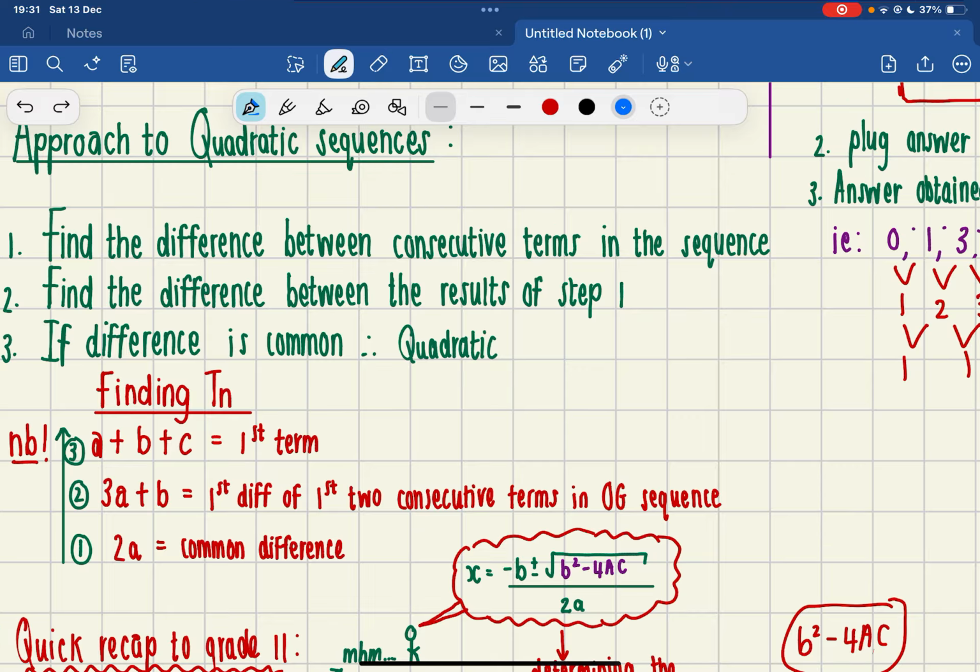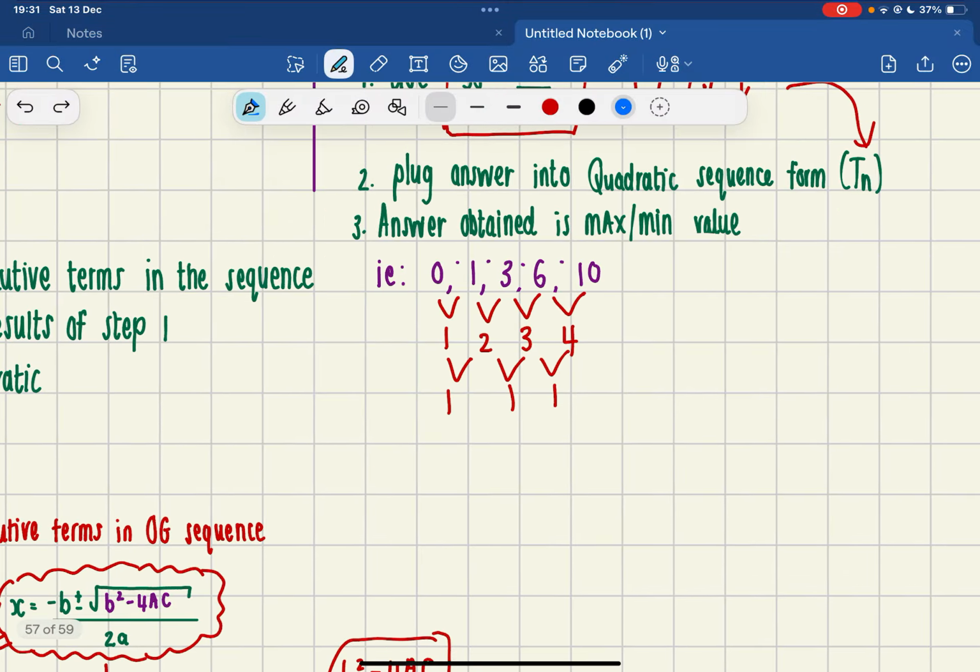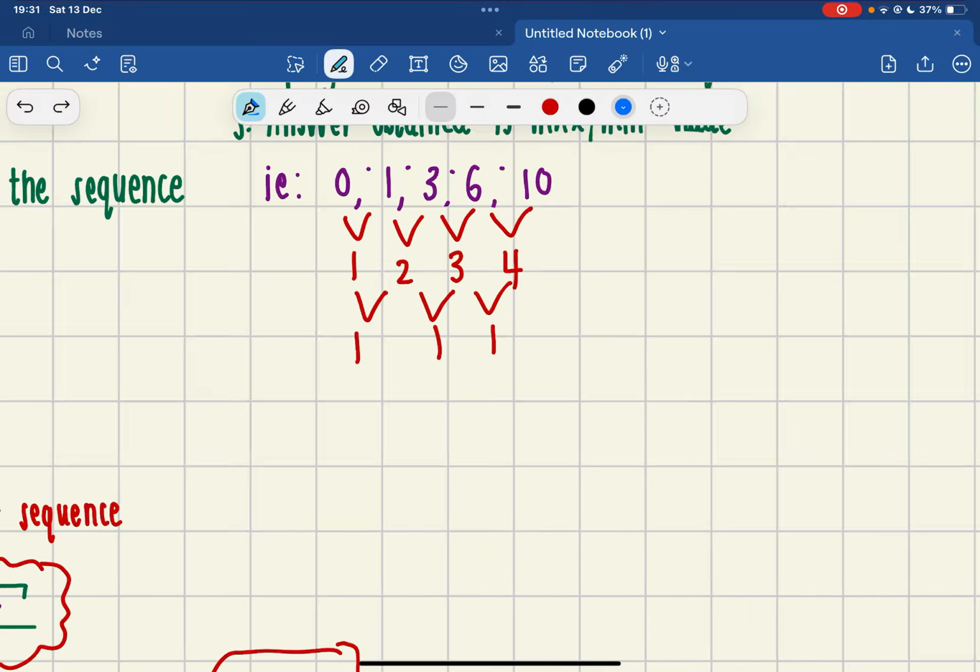Step 3, a plus b plus c is equal to the first term. In this case we would already have a, we would already have b, so we would solve for c. Now, let's quickly look at this example and find the T of n, or the general term. Step 1, we say that 2a is equal to the common difference. The common difference in this case is 1. And when we solve for a, we find that a is equal to a half.